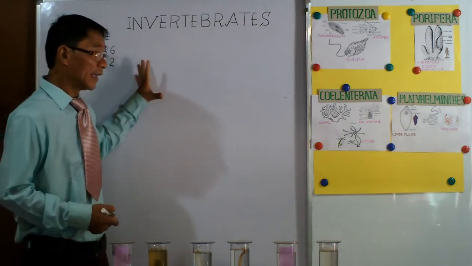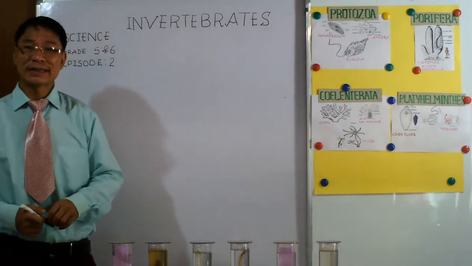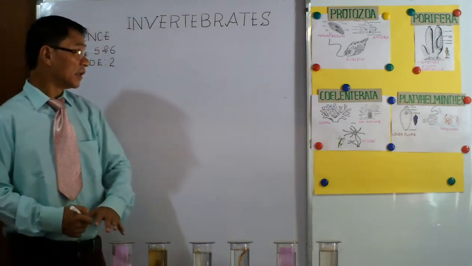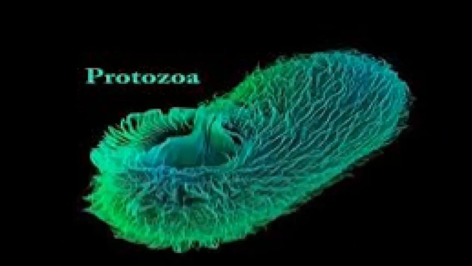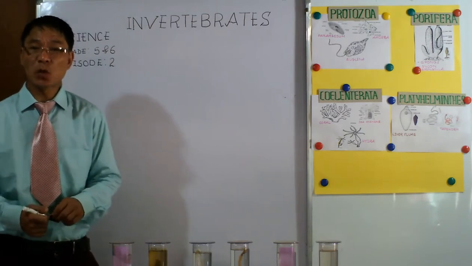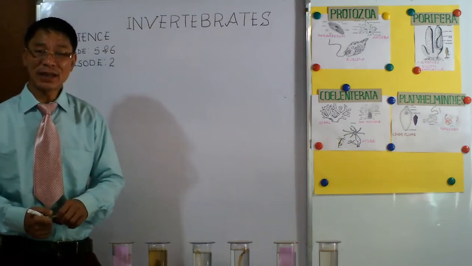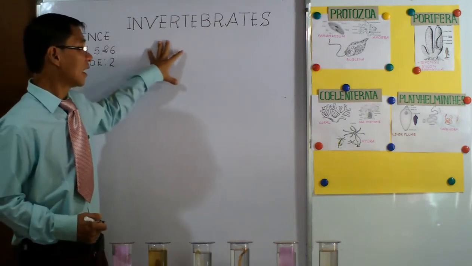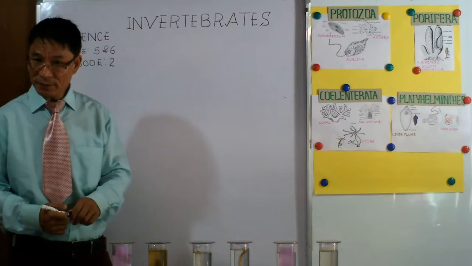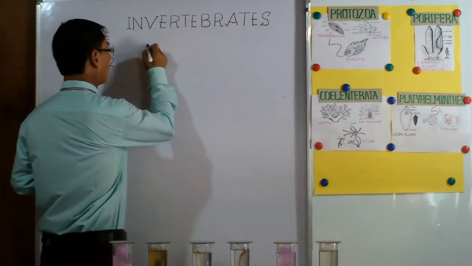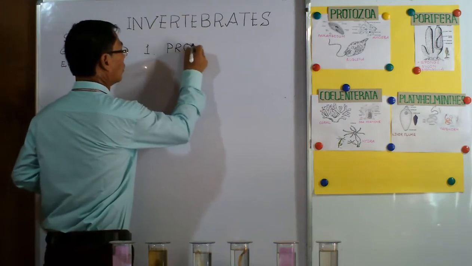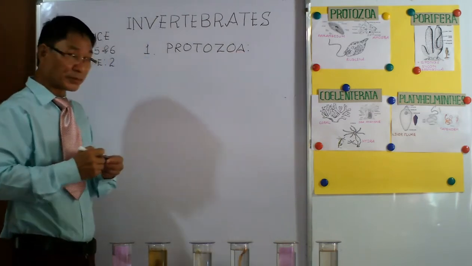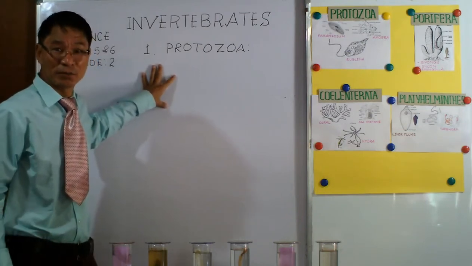So, invertebrate animals are also categorized into different phyla. I have written the different phyla out here, and the first one is protozoa. We will read one by one and discuss one by one and find out the characters and the examples of these phyla. So, dear students, invertebrates are categorized into 9 different phyla. The first one is protozoa. P-R-O-T-O-Z-O-A. Protozoa.